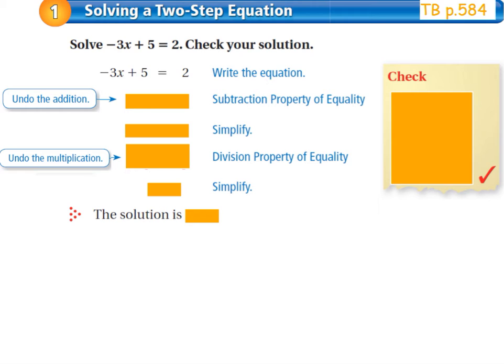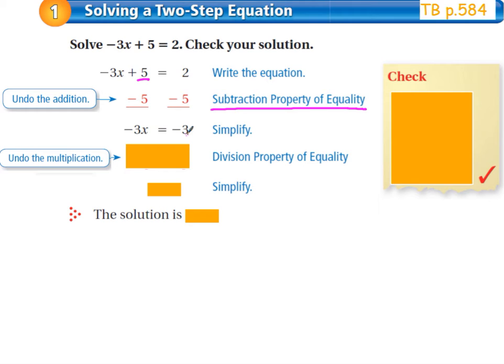Okay, let's do a couple of practice problems. The first one is solve for negative 3x plus 5 equals 2. The first thing we're going to do is apply the subtraction property of equality. This means that I am going to undo the addition right here by subtracting 5 from each side. Then the simplified new equation states that negative 3x equals negative 3.